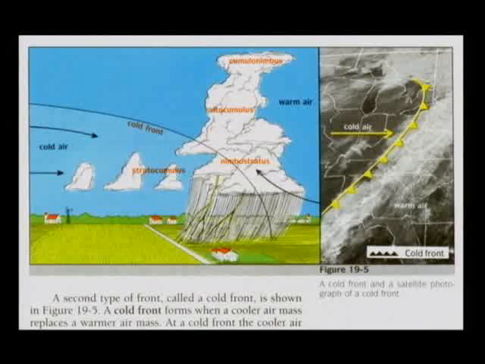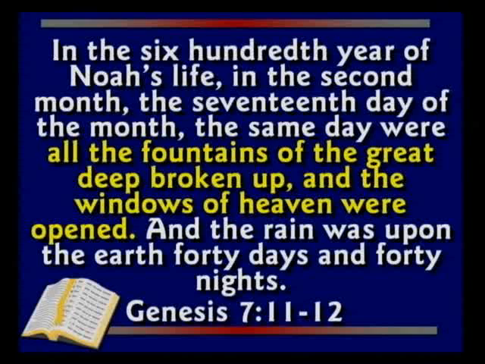The canopy of water that used to protect them rained for 40 days and 40 nights. And all the sewers backed up, and everybody drowned. So this canopy is now gone, fell down at the time of the flood. Genesis 7: In the 600th year of Noah's life, in the second month, the 17th day of the month, the same day were all the fountains of the great deep broken up, and the windows of heaven were opened. And the rain was upon the earth 40 days and 40 nights.